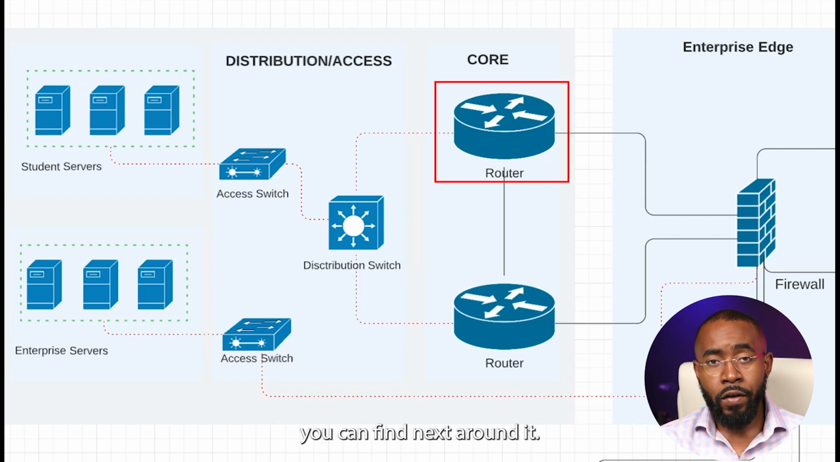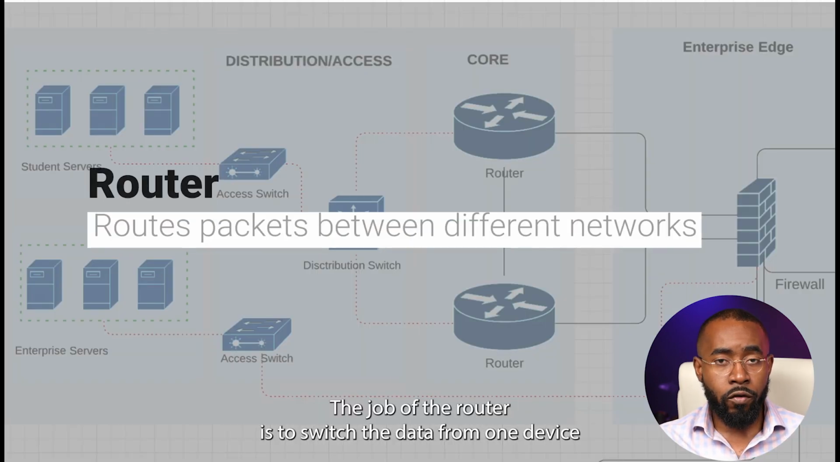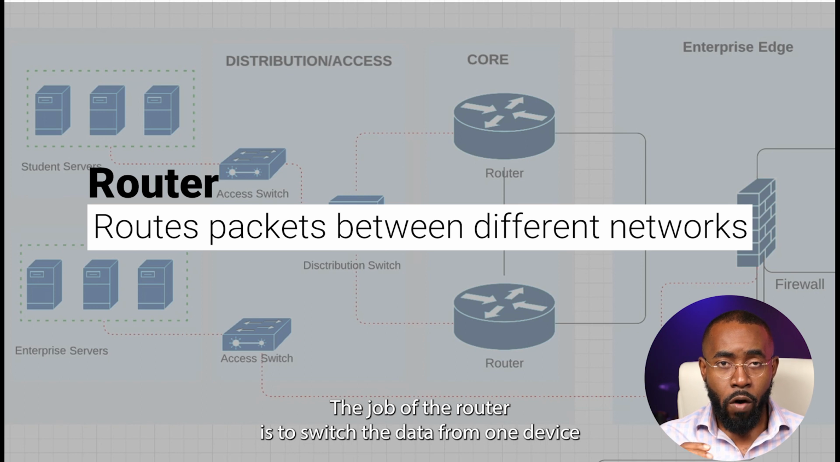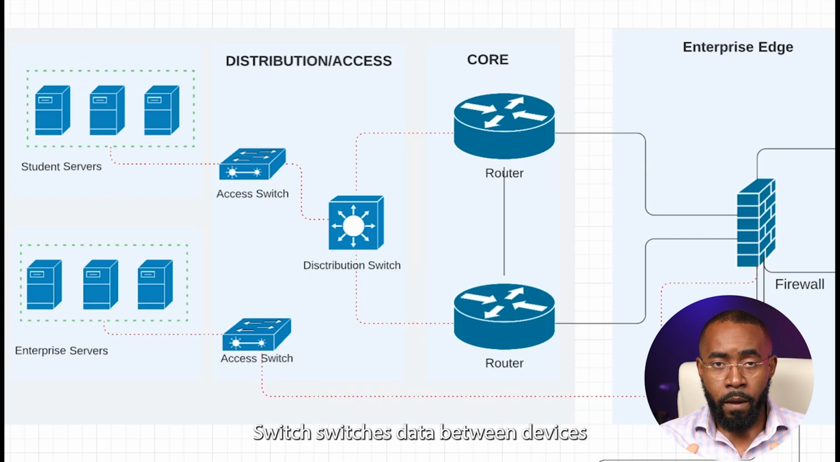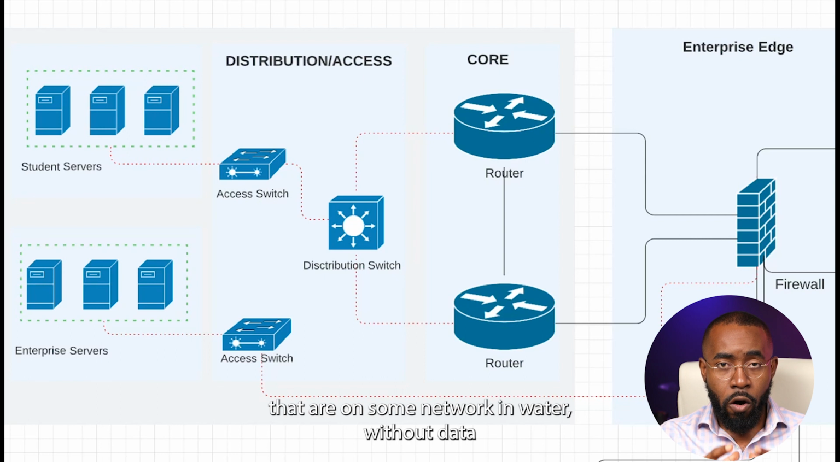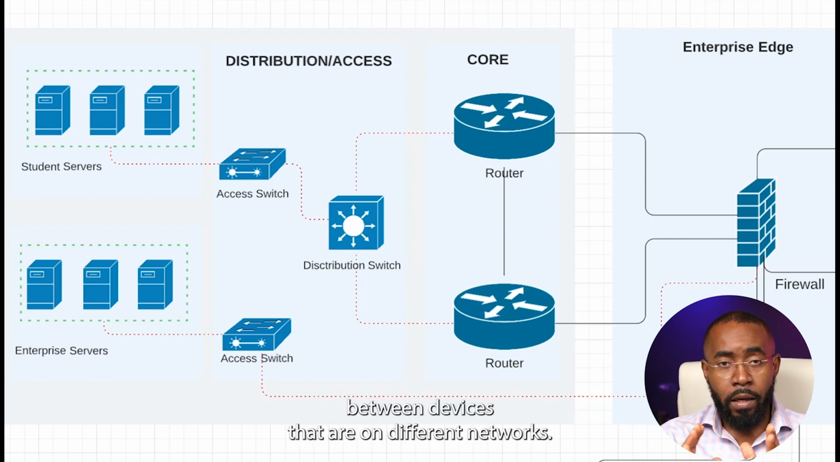You can find next a router. The job of the router is to switch data from one device to another device that are in two separate networks. Switch switches data between devices that are on the same network, and router routes data between devices that are on different networks.